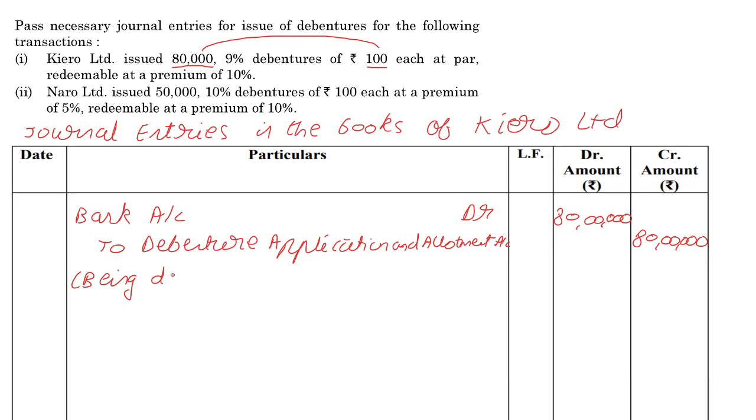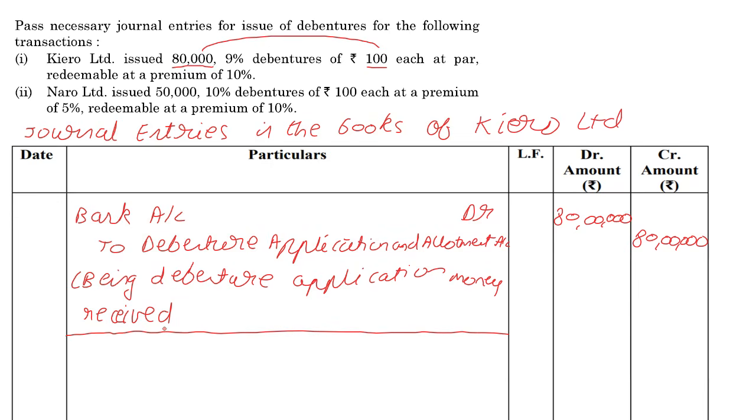Being debenture application money received. Okay, so once you're done with the first entry, you draw a line. And the next entry, we need to transfer this amount to the debentures account and also factor in that it is redeemable at a premium. Now, it's redeemable at a premium of 10%. 10% of 80 lakhs is 8 lakhs.